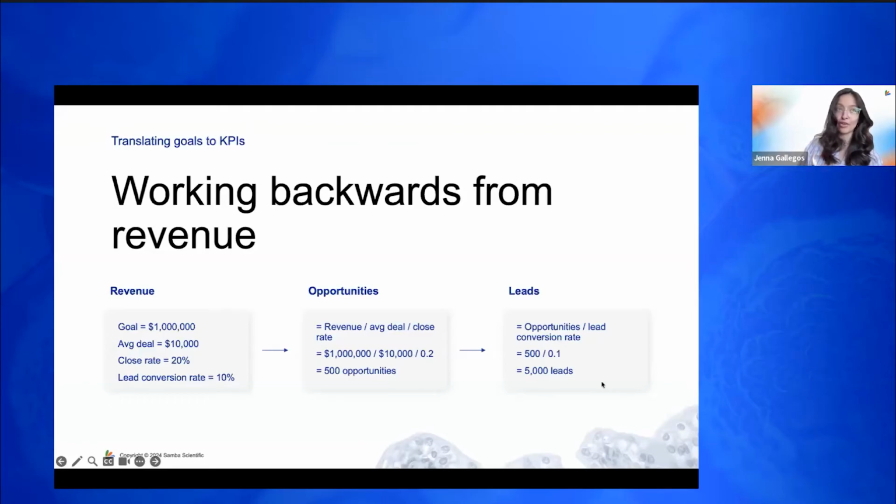So if you have a $1 million revenue goal, and this is what your lead to sale conversion rates look like, then you know that you need to generate 5,000 leads. So that gives your marketing team a really concrete goal to go after.